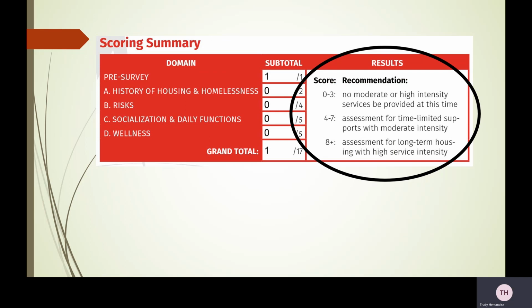And the scoring summary is worded differently, but it means the same. So 0 to 3 is no moderate or high intensity services. 4 to 7 is assessment for time-limited supports with moderate intensity, which we know as rapid rehousing. And then 8 and up is an assessment for long-term housing with high service intensity, which is what we often refer to as permanent supportive housing.